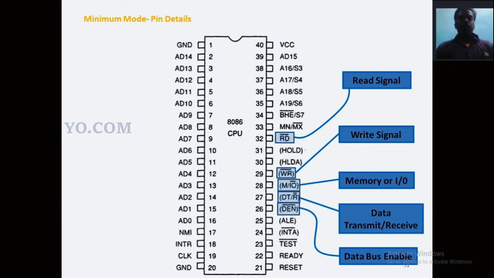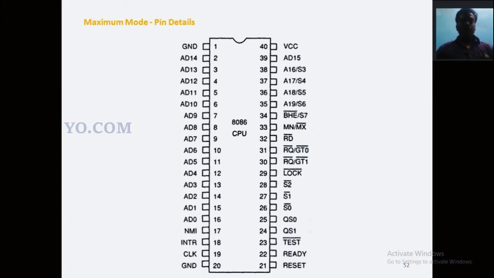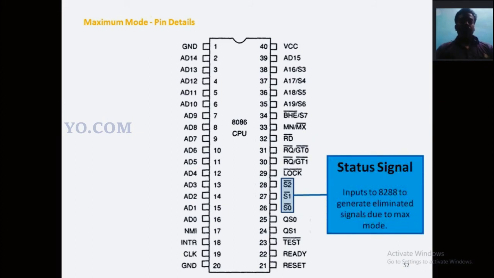So after performing read and write, the data should be carried from one place to another, so we must enable the data bus to carry the data. To enable the data bus we are using the DEN pin, number 26. When pin number 26 is logic 0, the data bus is enabled. The next one is the status signals.